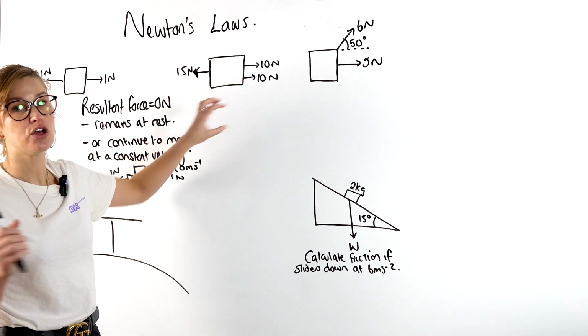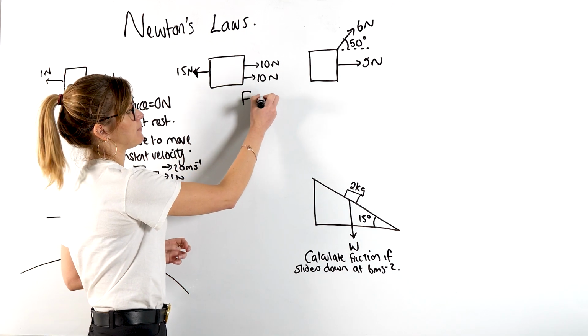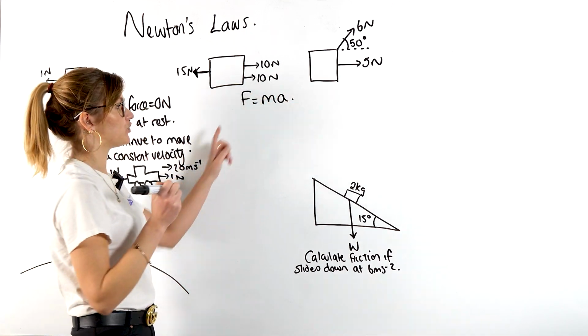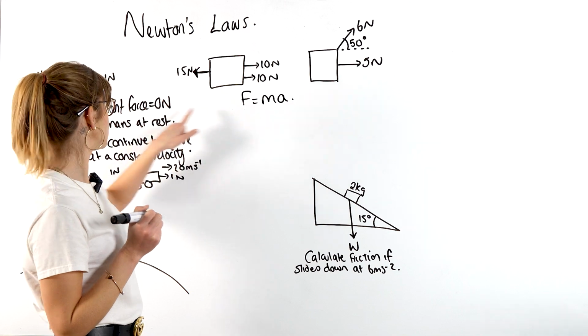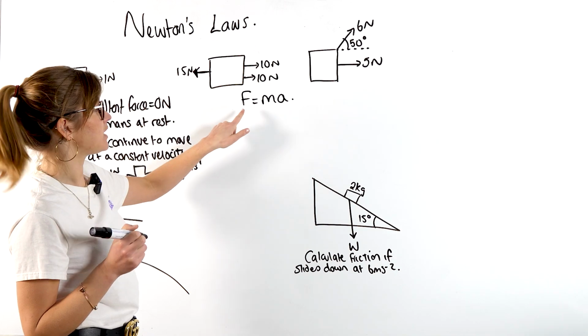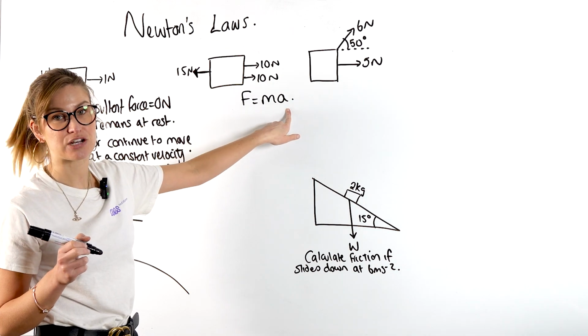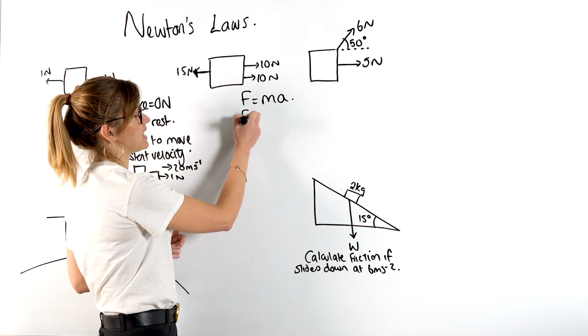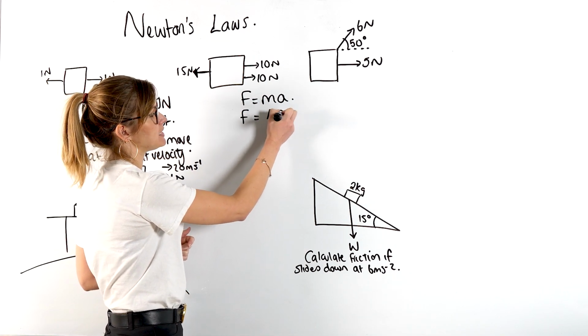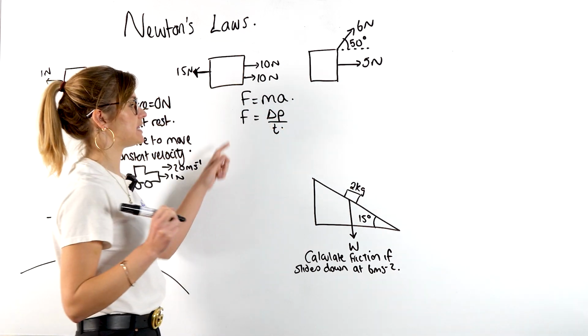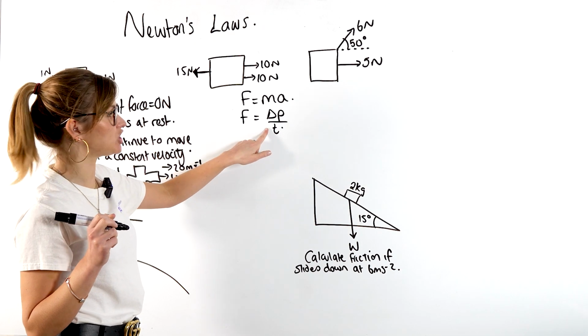Newton's second law, you've probably seen the equation F equals ma. So what that tells us is if there is a resultant force, so F stands for resultant force, there will be an acceleration. And another way you might see it written is force is equal to the change in momentum over time. Or we can say the resultant force is equal to the rate of change of the momentum.